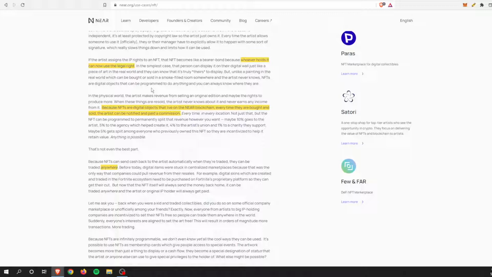So every time, in every location. Not just that, but NFTs can also be programmed to permanently split that revenue however you want.